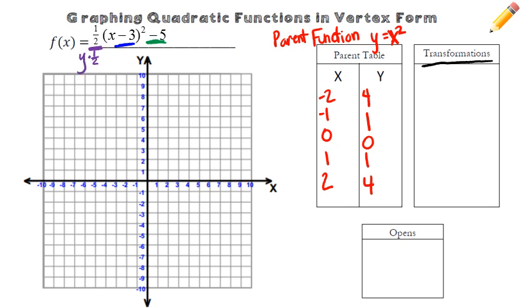In this case, it's a vertical compression. Vertical means I'm going to multiply the y values. Your compression or stretch always applies to your y values. Next to every y value, I'm going to multiply by 1/2.